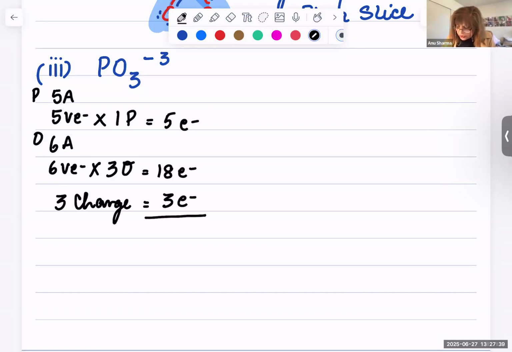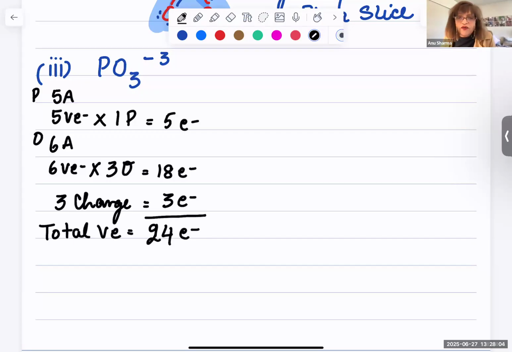So now you add. 6 times 3 is 18, and phosphorus is 5, so 23, plus 3 is 26... sorry, that's 24 electrons. So these are the total valence electrons. There is going to be a question like find the total valence electrons in phosphate, sulfate, and so forth.